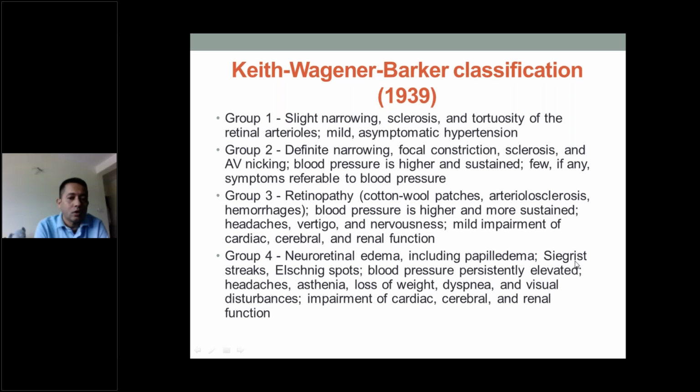And here you see signs like the Siegrist spot and Elschnig spot that we talked about, due to choroidopathy. Blood pressure is persistently high and elevated in these patients. There's headache, asthenia, loss of weight, dyspnea, and many other systemic complications.